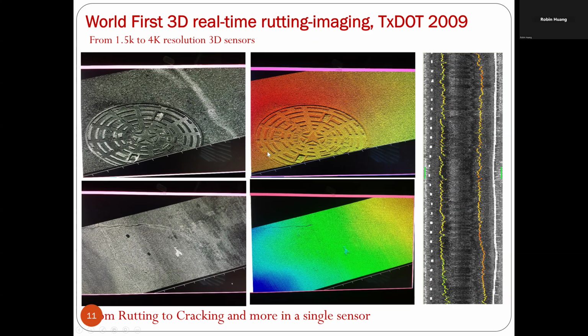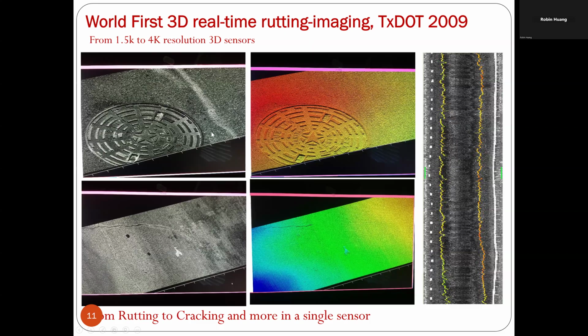Here are two examples of pictures from this 4K system. The left is the intensity image, and the right is the range image. And you can clearly see the letters of the manhole cover. And here you see the crack. You see the crack on the surface.